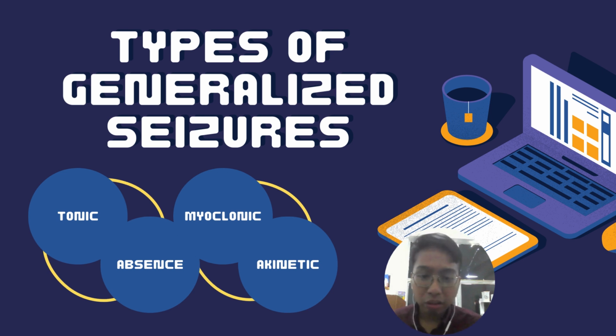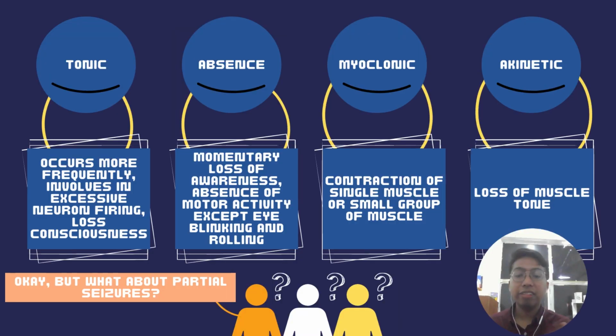And I know you might be wondering, oh my God, there are so many terms that I want to remember. Can you help me on how to understand this deeper? Don't worry, I'm here to explain it. As you can see, there are four types of generalized seizures, which are tonic, absence, myoclonic, and akinetic. So let's start with tonic first, shall we?